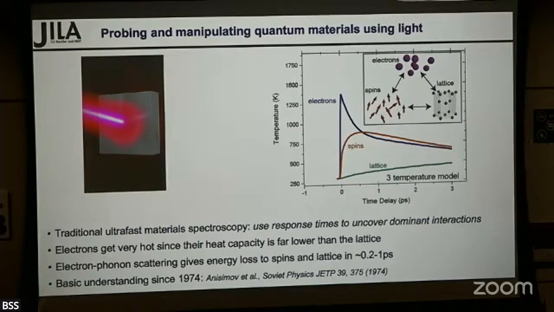Phonons have very low energies, 100 millielectron volts and less, so the lattice will heat up very slowly, taking a couple of picoseconds, and eventually the electrons and lattice will have the same temperature. And that has been understood for many, many years.